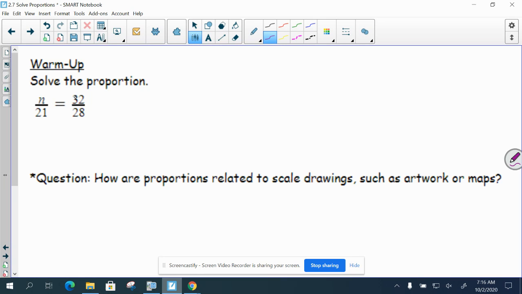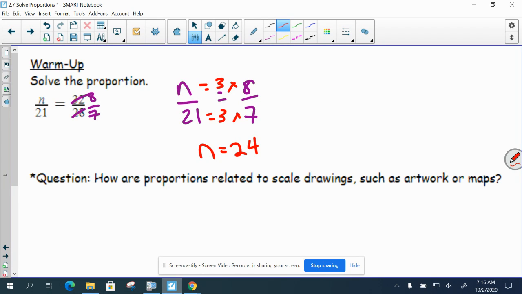So 32 and 28 both go into 4, so that would be 32 over 4 is 8. 28 divided by 4 is 7. So then it comes to n over 21 equals 8 over 7. And then now what we can actually do is use comparison with the fractions. So 7 times 3 gives us 21. So that means 8 times 3 gives us 24. So n is equal to 24.